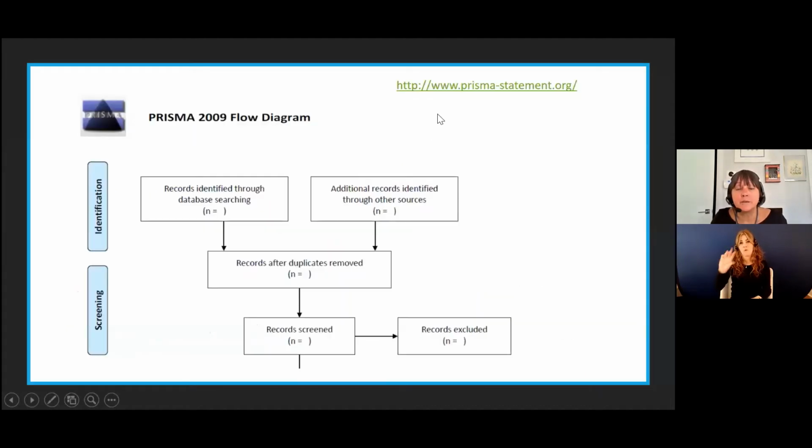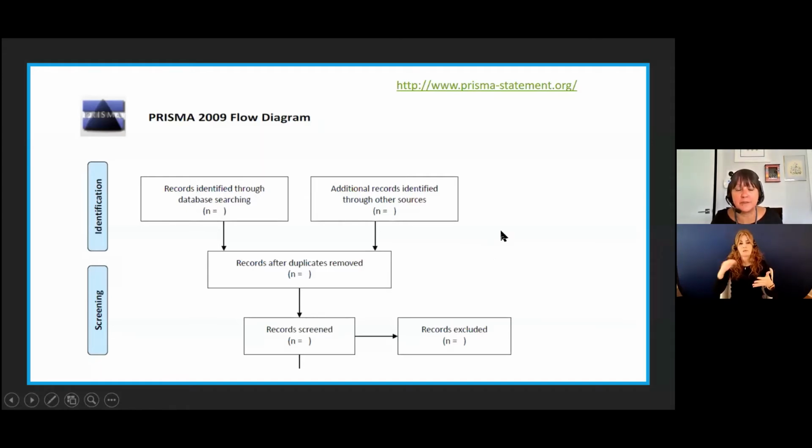This is the PRISMA flowchart. I've given you the link up here. The PRISMA flowchart documents in a transparent way what your literature search was like. And you can see here, it asks you to document how many records you identified through database searching, how many through other sources, and so forth.